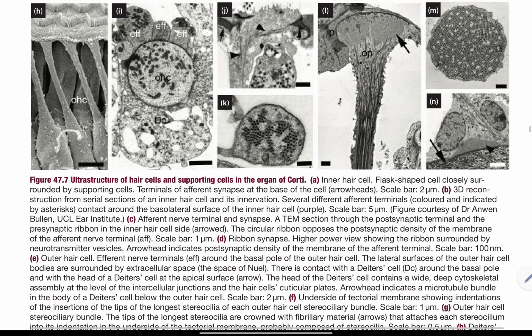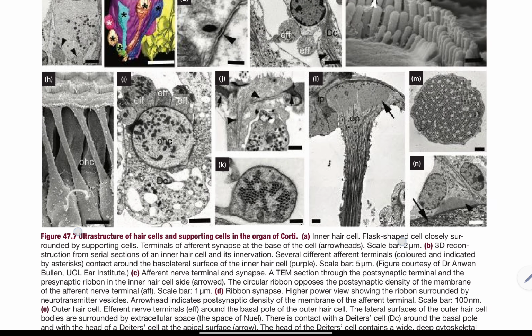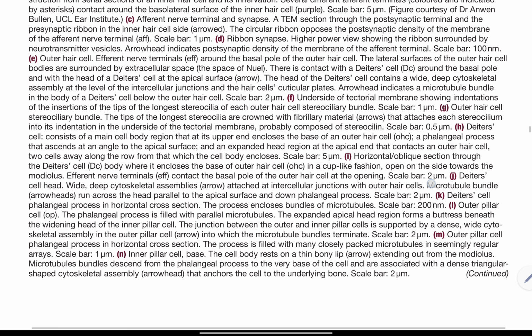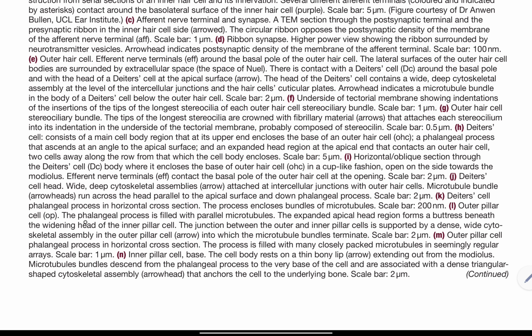Figure L. Outer pillar cell, OP, the phalangeal process is filled with parallel microtubules. The expanded apical head region forms a buttress behind the widening head of the inner pillar cell. The junction between the outer and inner pillar cell is supported by a dense, wide cytoskeletal assembly in the outer pillar cell, arrow, into which the microtubule bundles terminate. Scale bar 2 mm. Figure M.